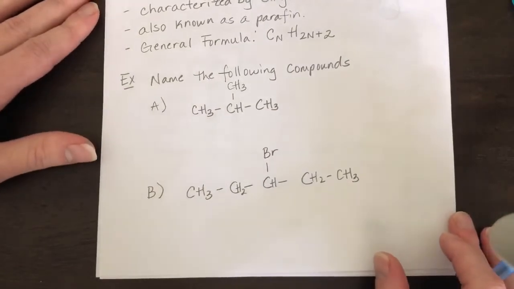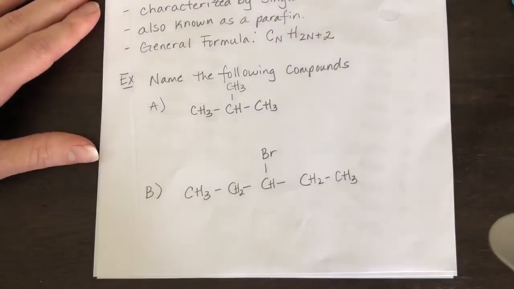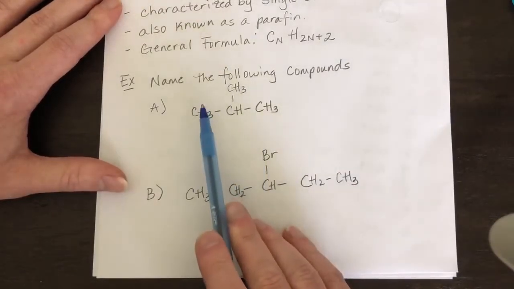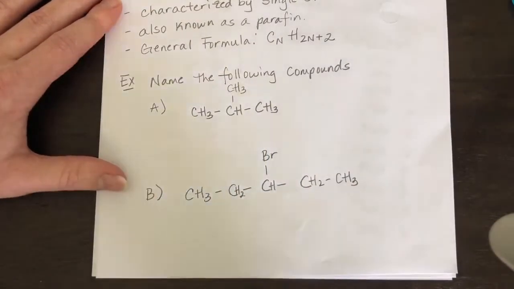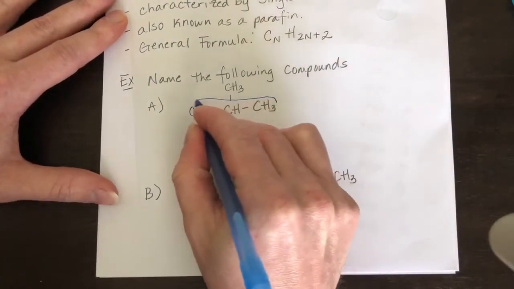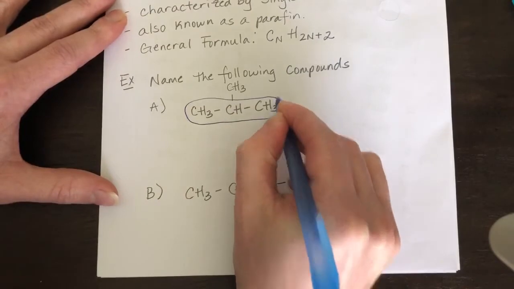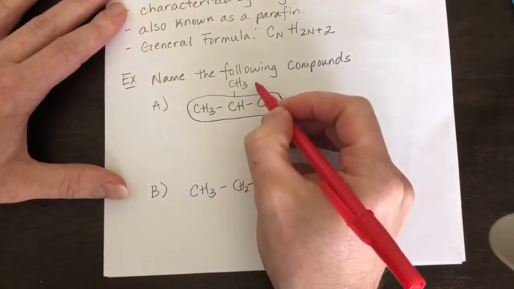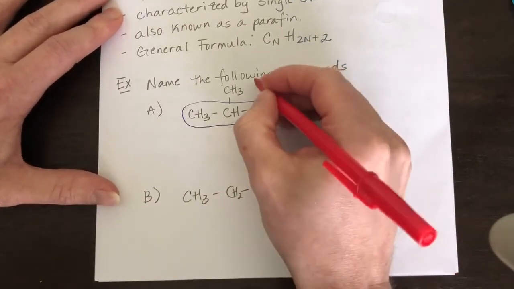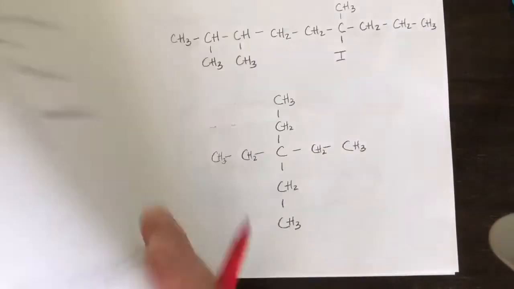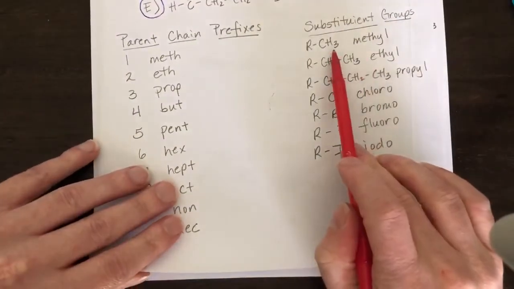Name the following compounds. Okay, so we're going to count the longest chain of carbons. We can go 1, 2, 3, or we can go straight across 1, 2, 3. Okay, it won't make any sort of difference. So we're going to circle the longest chain of carbons. Now this CH3 coming off of this, it's a methyl group. Okay, because we go back to our little chart right here, a CH3 coming off is a methyl group.